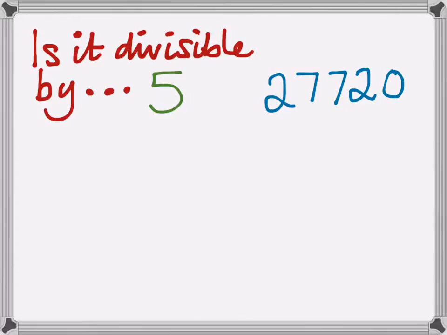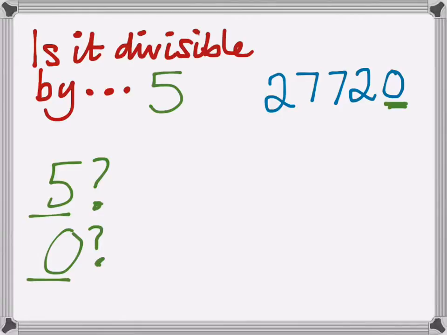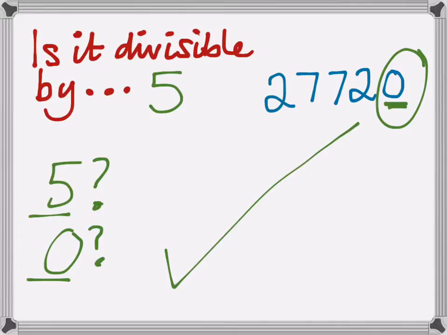The next divisibility rule is to find out whether a number is divisible by 5. In order to do that, again, you look at the last digit and you ask yourself, is it a 5 or is it a 0? As all numbers that are in the 5 times table end with a 5 or a 0. Well, this one has 0 at the end, so we can say, yes, it's divisible by 5. It's in the 5 times table.